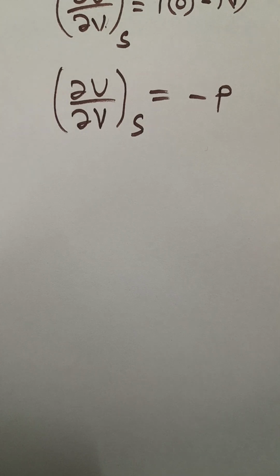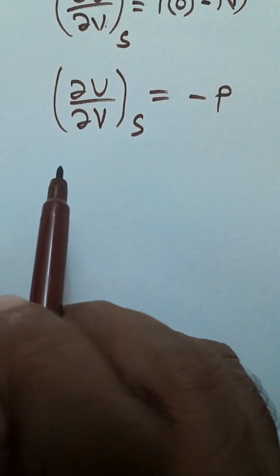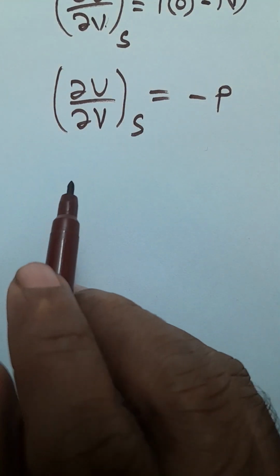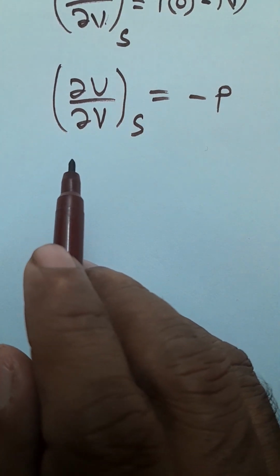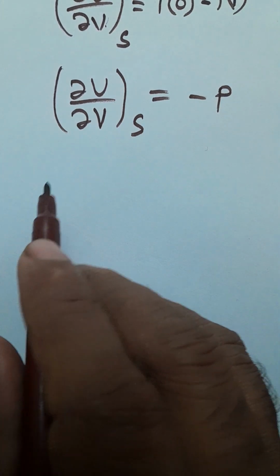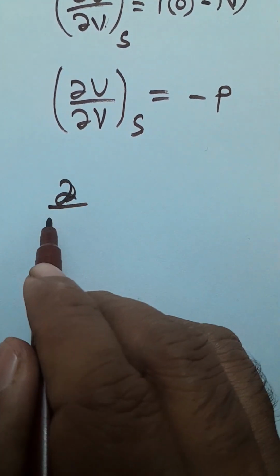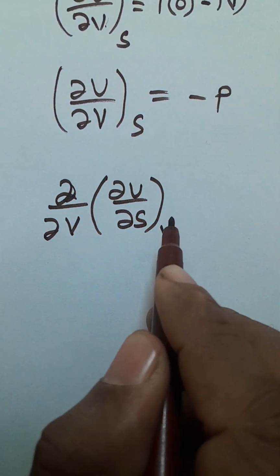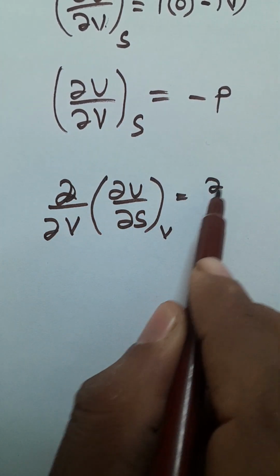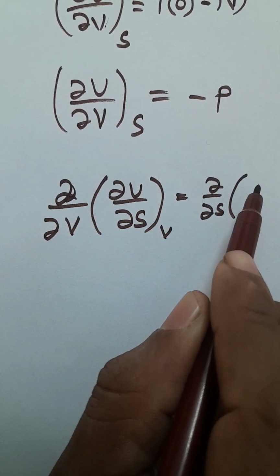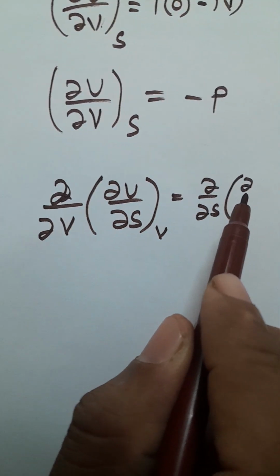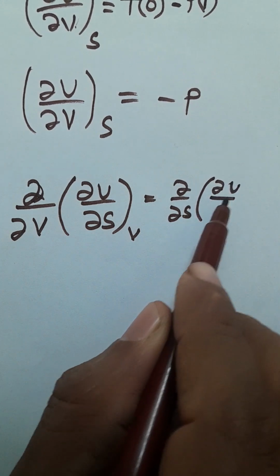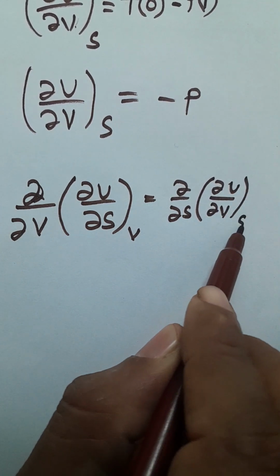Now we already discussed that U is a perfect differential. That means always remember, if you want to do perfect differentiation, first of all we should consider ∂/∂V of ∂U/∂S at constant volume is equal to ∂/∂S of ∂U/∂V at constant entropy.